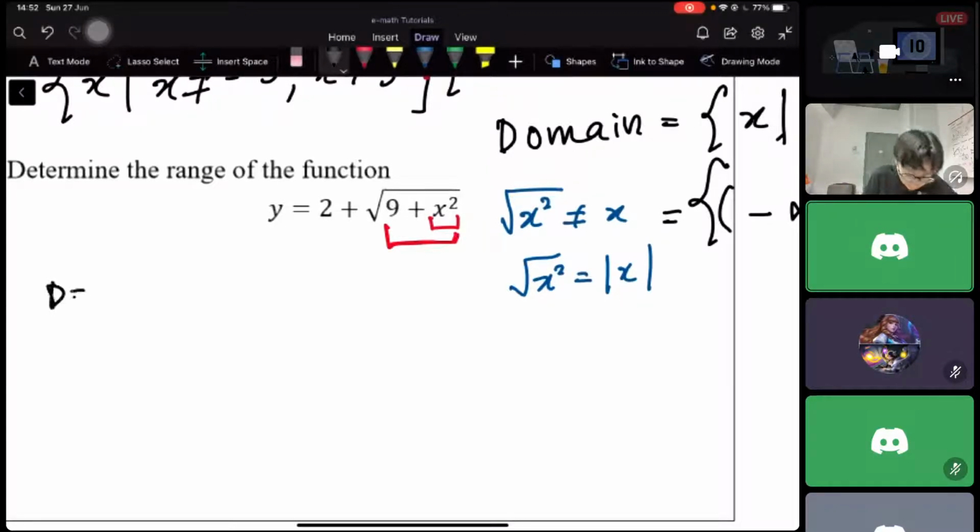Your domain will just be from negative infinity to infinity. Okay, then what about the range? The question is asking about range. So this one you need a little bit of logical thinking.